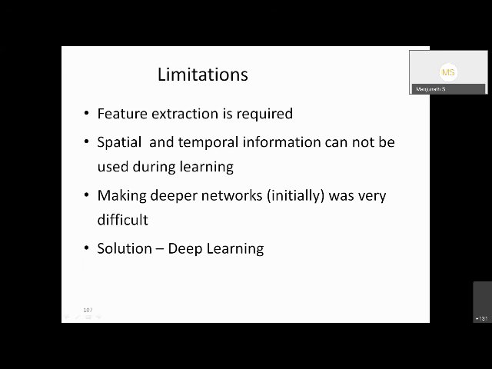Okay, and neural networks do not work well for preserving spatial and temporal information. Okay, and as the data increases, the architecture complexity increases, the number of parameters also increases, and it becomes complex. Training time is more, but inference time is very less. Making deeper networks was initially very difficult. Nowadays we are thinking about deeper networks. So the solution for all these things is one where the user should not bother about feature extraction.